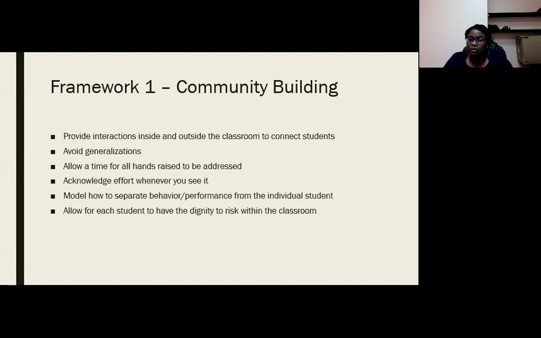It also, when you build community in your classrooms, allows each student to have the dignity to risk within your classroom. That goes into that safe space, right? Because when students are raising their hands and they're participating, they have to be able to risk the option of being wrong with dignity, right? You don't want to say, you're horrible, you're wrong. I know that none of you would ever embarrass a student like that, but the way you address how students interact matters. Even if you just put your head down and shake your head when somebody says something, that could hurt their confidence so badly they never participate again, right?